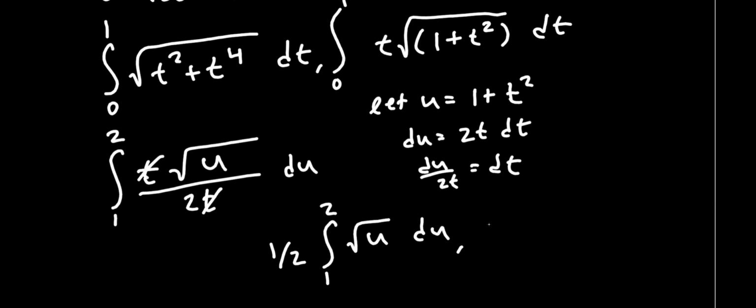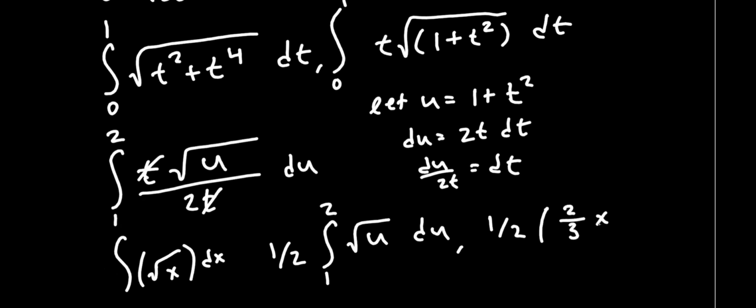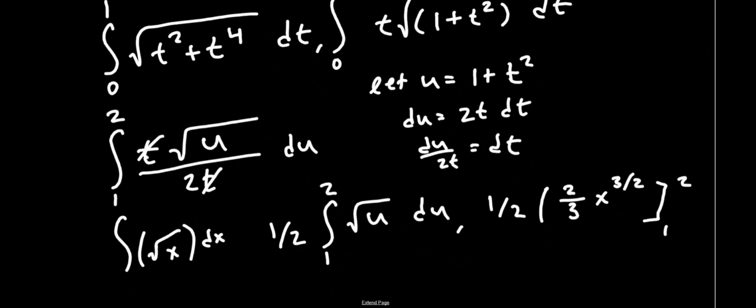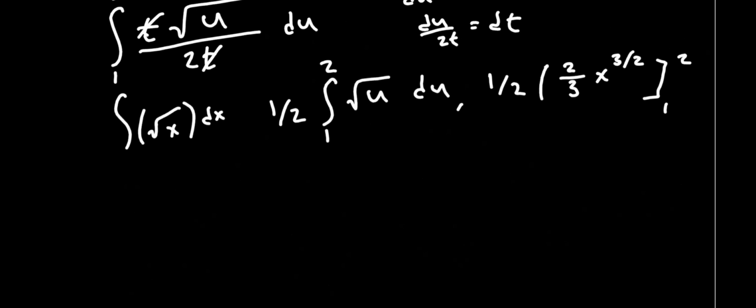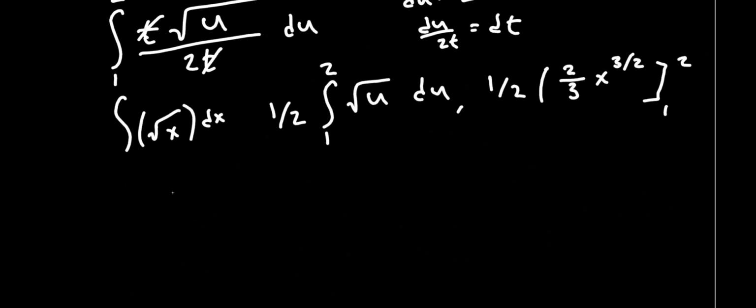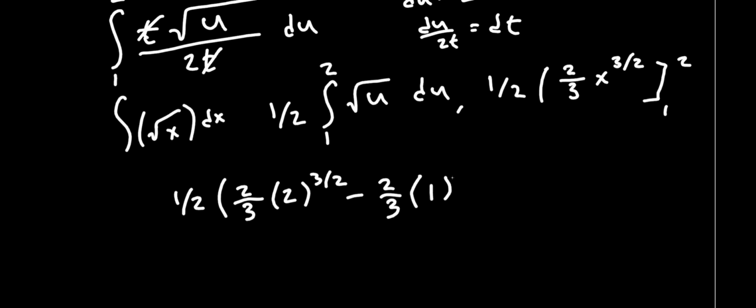So in this case, this is going to be 1/2 times, remember that the integral of the square root of x is x to the 1/2, so this is just going to be 2/3 x to the 3/2. Okay, and then this is going to be from 1 to 2. Let me extend the page here. I know this problem is very long. So we're going to have 1/2 times 2/3 times 2 to the 3/2 minus 2/3 times 1 to the 3/2.